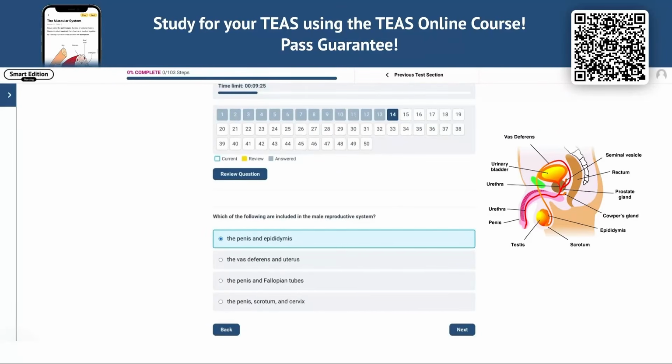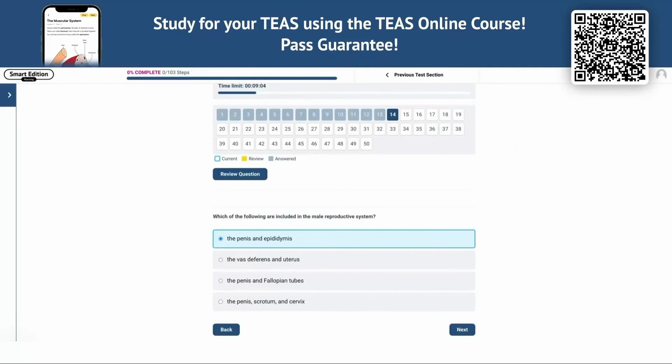So the penis and the epididymis are both inside of the male reproductive system, which are the organs responsible for producing and delivering sperm for reproduction purposes. The penis is the external organ used for sexual intercourse and the delivery of sperm, while the epididymis is a coiled tube located behind the testes where sperm mature and are stored.